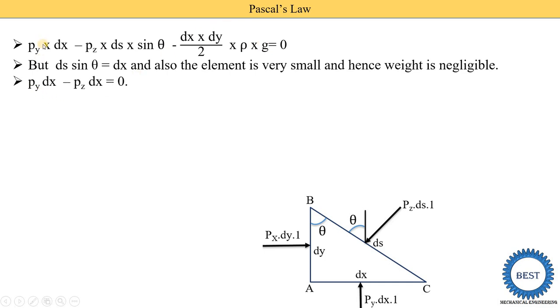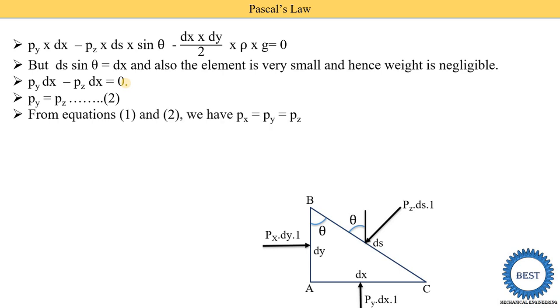So we get the equation py into dx minus pz into dx. Why did we write dx? Because ds sin theta is equal to dx. This part is moved to the right side, so it becomes a plus, and dx cancels. So we get py is equal to pz, meaning the values of py and pz are the same. From equations 1 and 2, we can write px is equal to py is equal to pz. What is equation number 1? Equation number 1 is px is equal to pz. So px is equal to py is equal to pz, meaning all the forces acting on the wedge are the same.